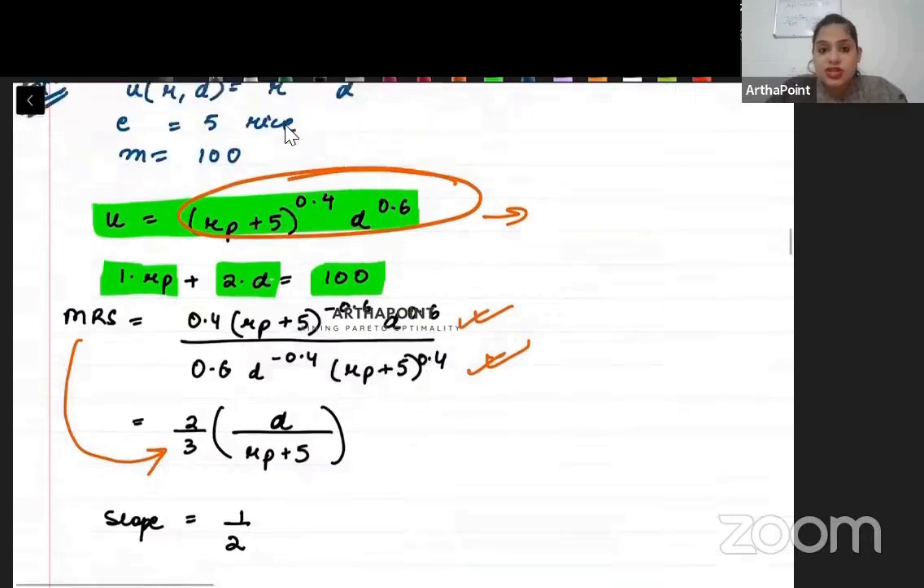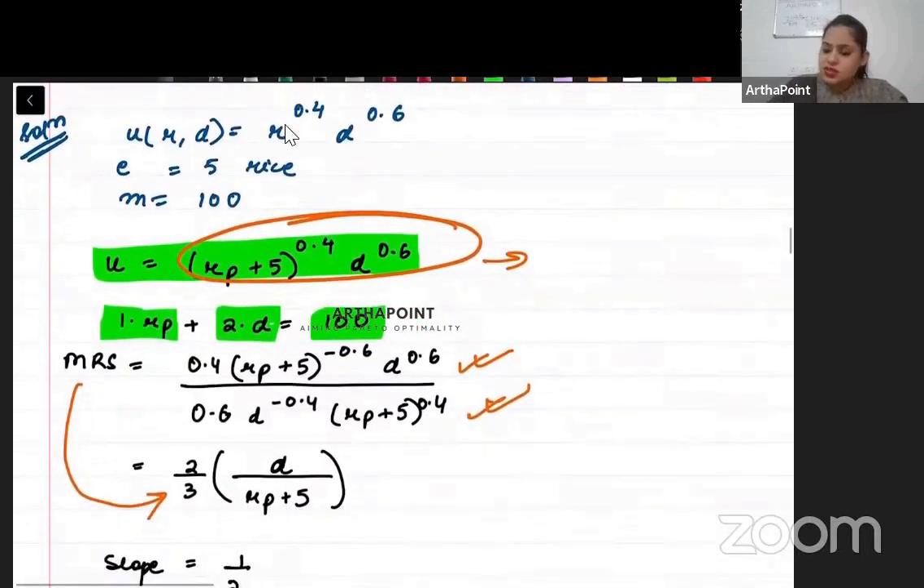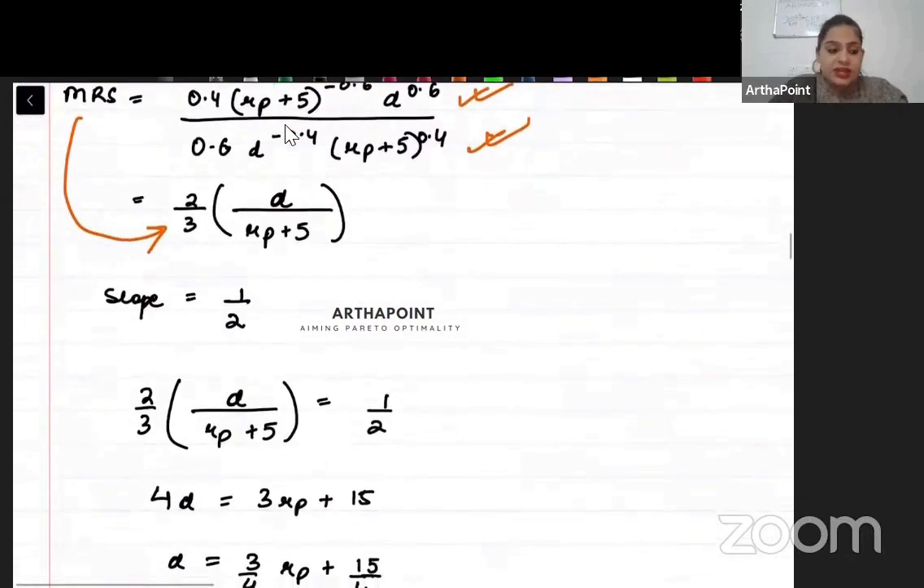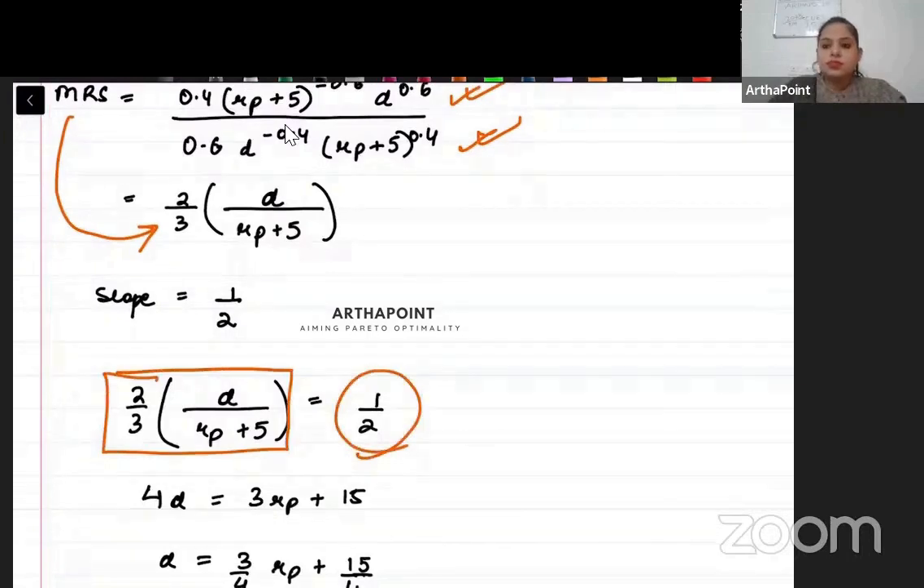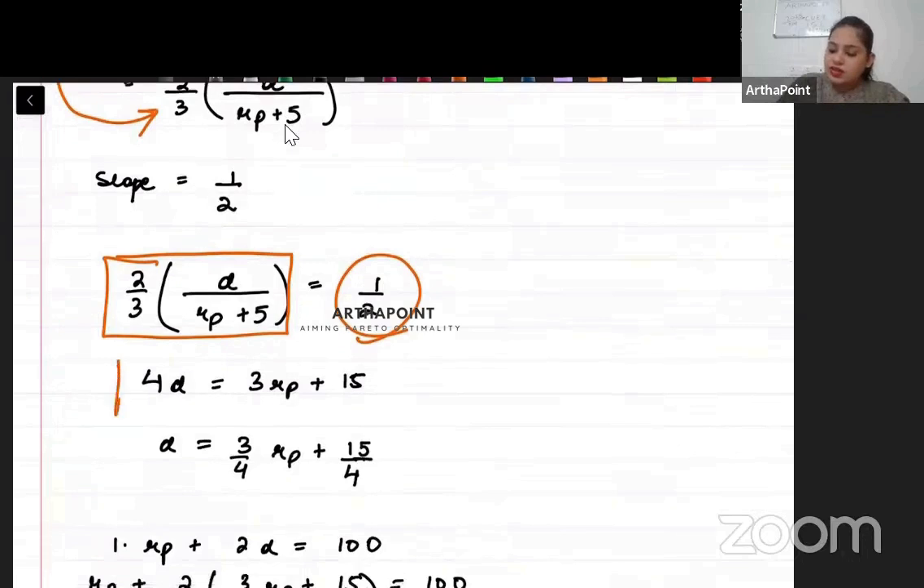What is the slope of the budget line? The ratio of the two prices. So it is 1 by 2. You equate this MRS to the slope, right? And you will get this equation.